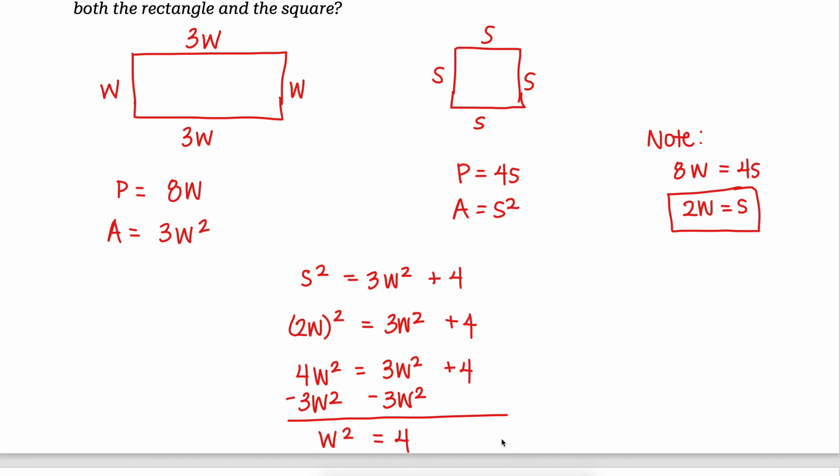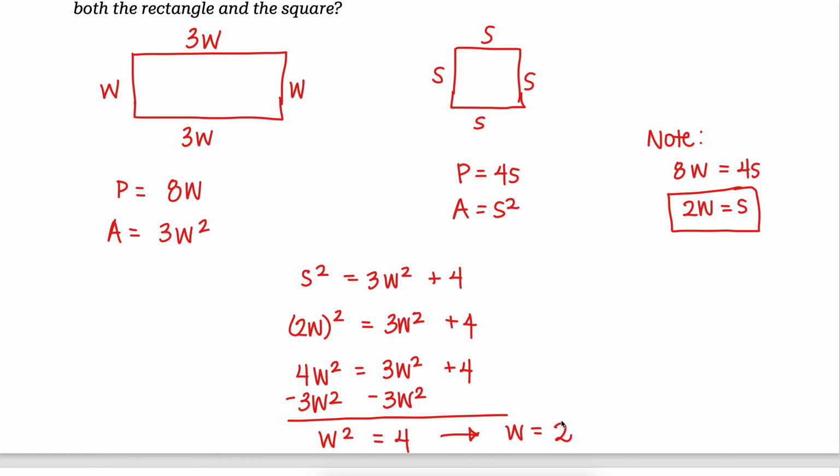So to find W, we just take the square root of both sides. And technically, when we take the square root of 4, we can get either a positive or a negative 2. But in this case, we're talking about the width of a rectangle. We don't have a negative width. That just doesn't make sense in real life. So W is going to be the positive 2.